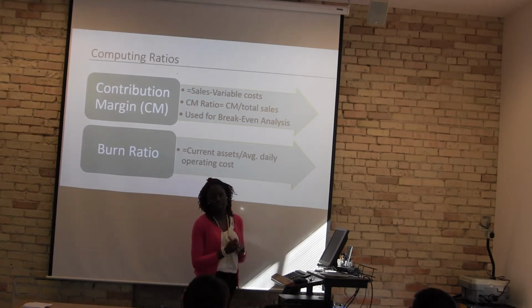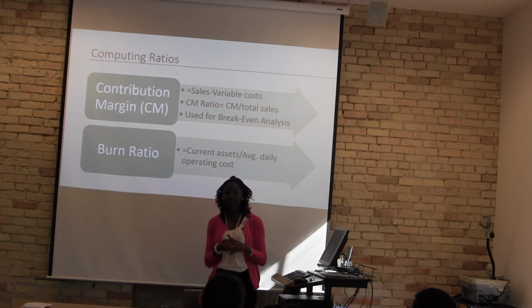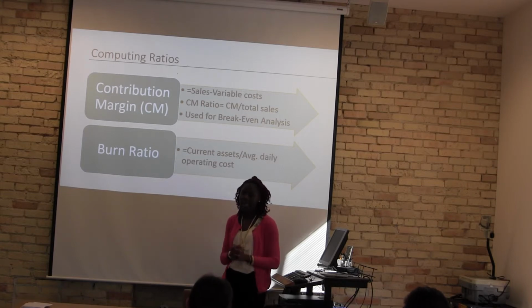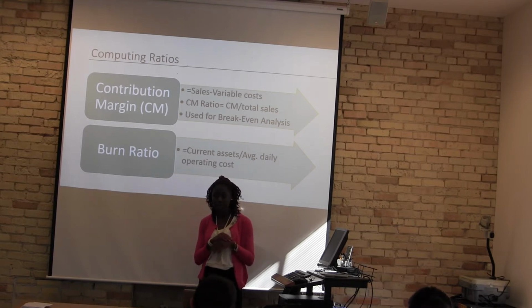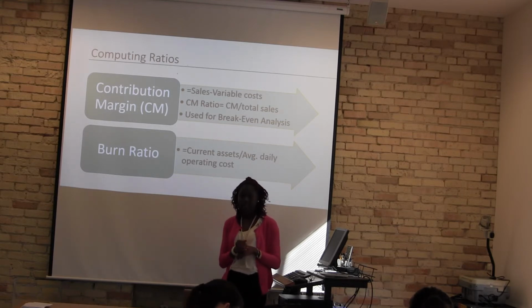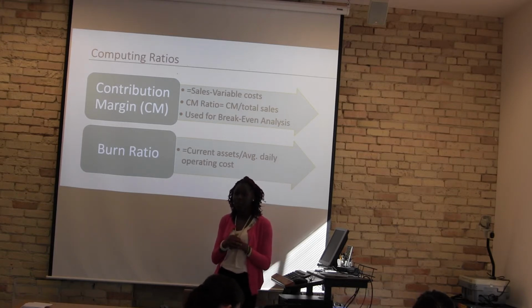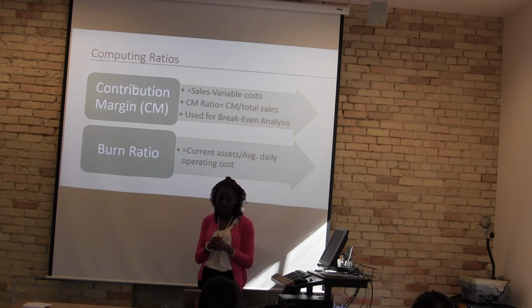The contribution margin is calculated by subtracting variable costs from sales, and the contribution margin ratio is calculated by dividing the contribution margin by the sales. This ratio is used for the break-even analysis, where companies will see if they will break even with their production or they will generate profits.